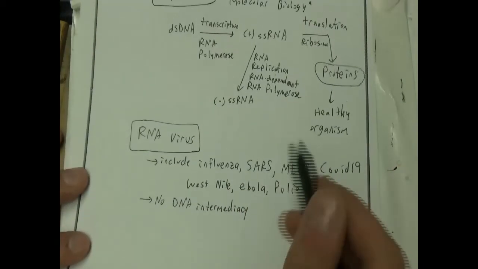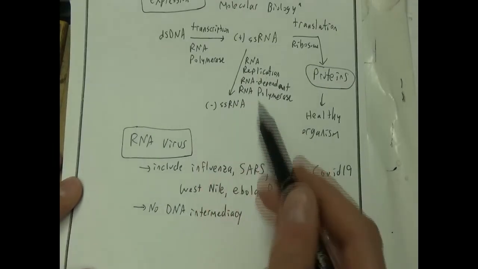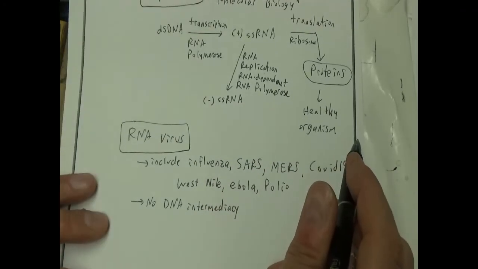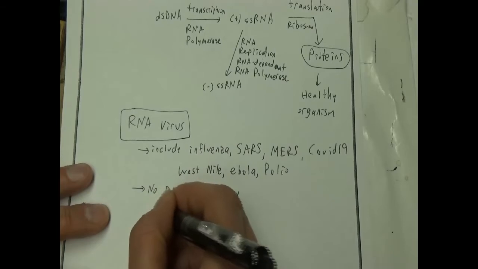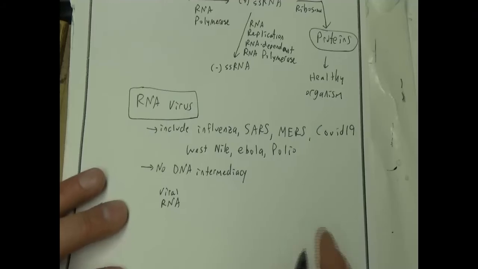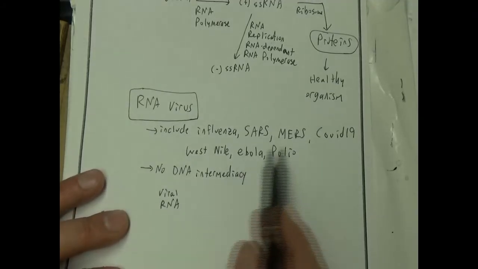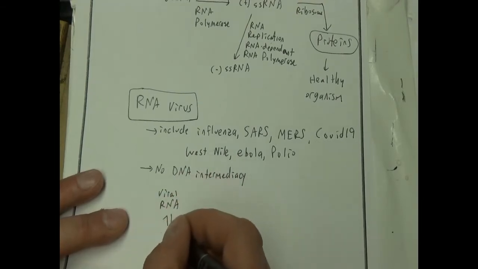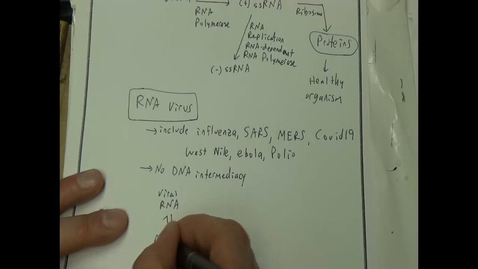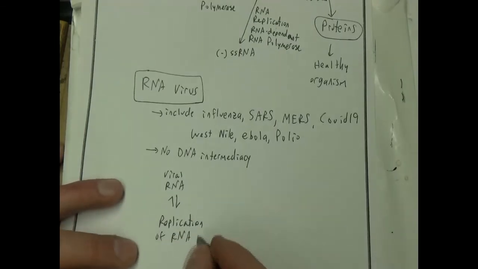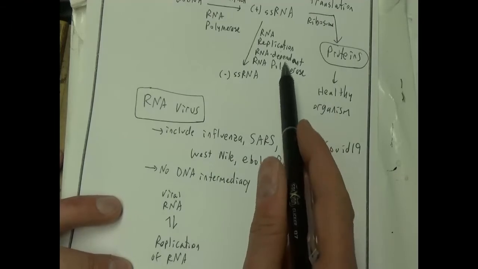So it's not like we're going from RNA to DNA or something like that. There's no DNA intermediacy. These are based on RNA only. And so the idea is you have viral RNA. It can be single-stranded or double-stranded. I think these are all with a single-stranded RNA. Now they can replicate the RNA, replication of RNA, through this RNA-dependent polymerase, just like we talked about up here.